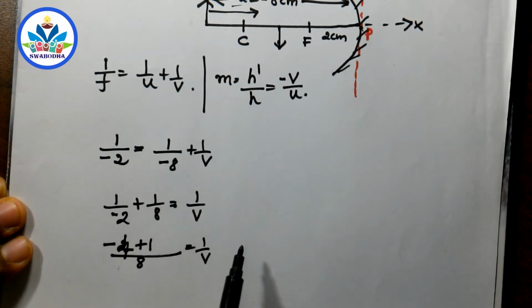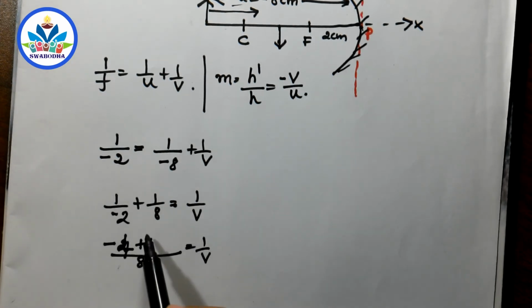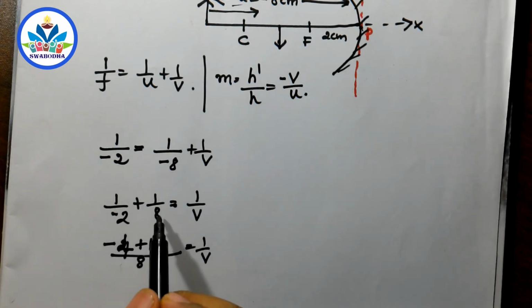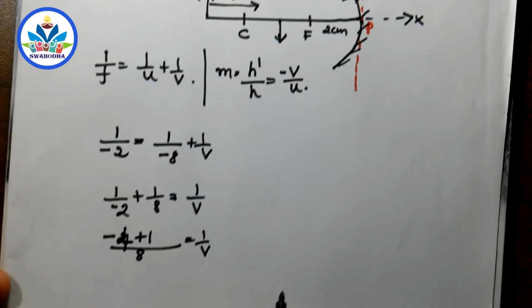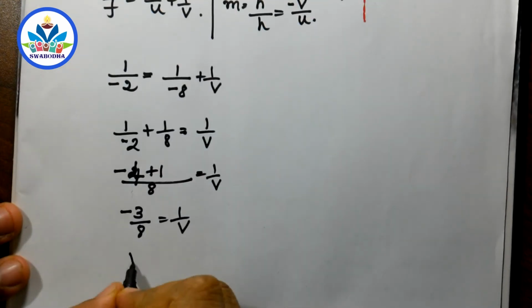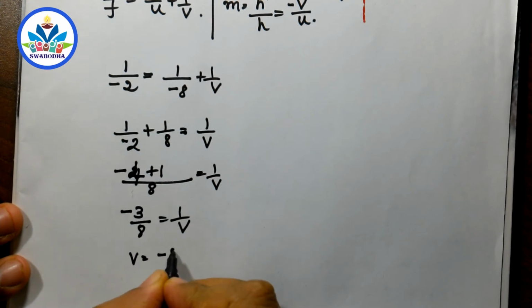Am I right? I have a brain, but I don't know whether it's proper or not. Minus 2 4s are minus 4. And 8 ones are 1. Yes, correct. That is equal to minus 3 by 8. That is 1 by V. So what is V equal to? V is equal to minus 8 by 3.